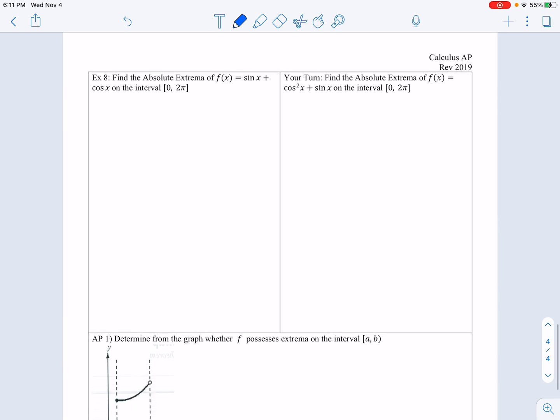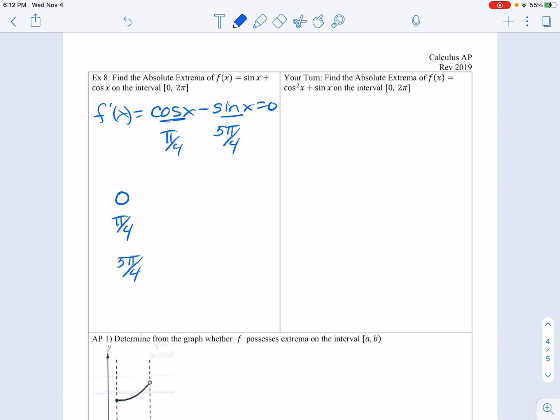Okay, let's talk about these two. The derivative is the cosine of x minus the sine of x equals 0. The only time this function is going to equal 0 is when cosine and sine have the same value, and that only happens at pi's over 4s. And so I got pi over 4, and I have 5 pi over 4. So my chart is 0, pi over 4, 5 pi over 4, and 2 pi.